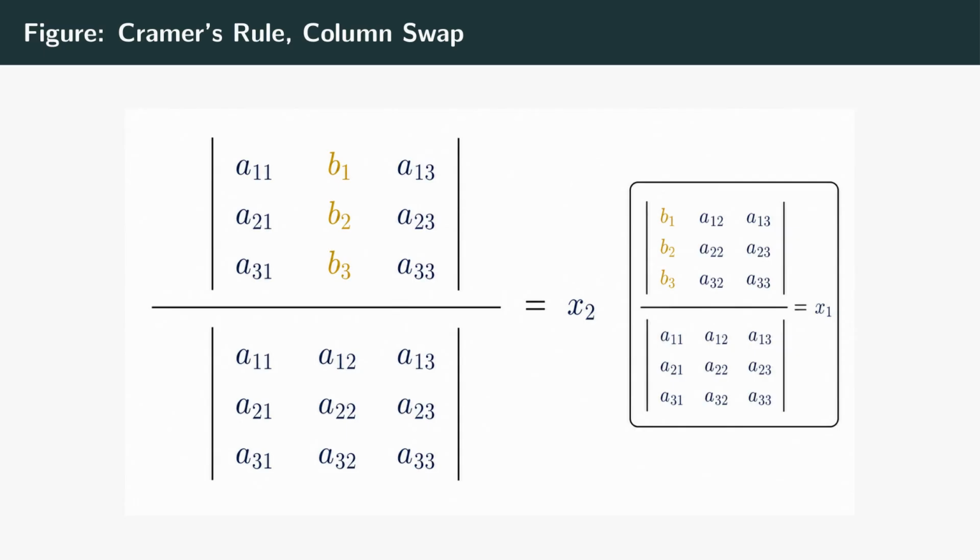A small inset on the side shows the same maneuver for the first unknown. There you replace the first column with b instead. The pattern is clear and mechanical. To solve for any unknown, swap the matching column out for the right-hand side, take that determinant, and divide by the determinant you never touch. Beautiful to look at, and you can see why it costs a fresh determinant for every single unknown.